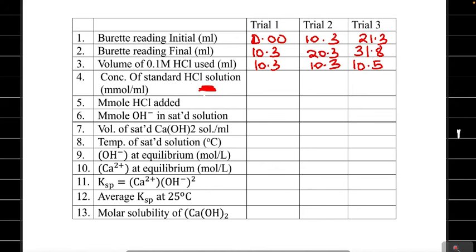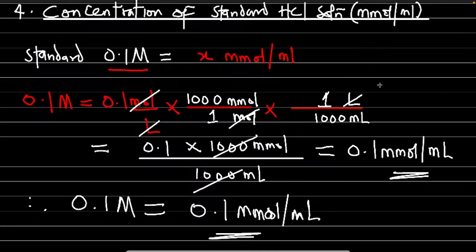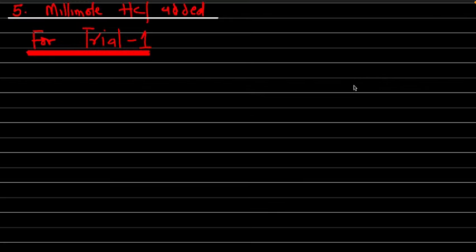Alright, so you come back here to your number 4. So here is going to be 0.1, 0.1, 0.1. We are good, right? Now the next question is millimole of HCl added. Now recall, let's look at number 5 where they said millimole of HCl added.